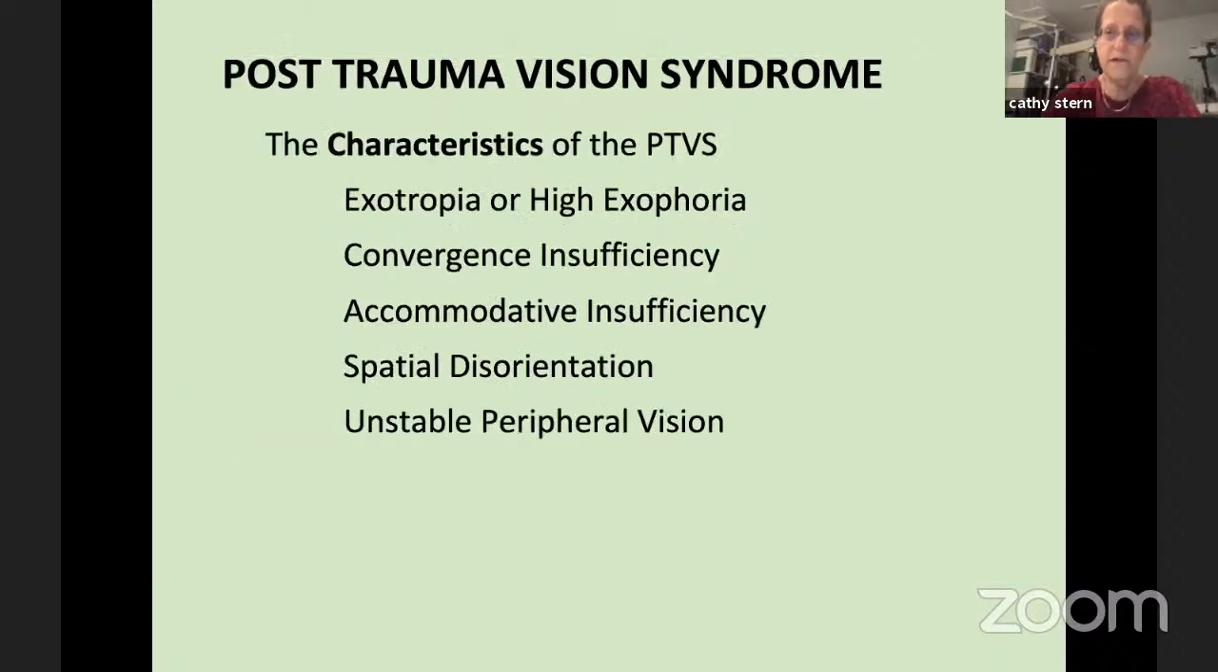So Dr. Padula, a number of years ago, termed what he called the post-trauma vision syndrome. And the characteristics of that are exotropia or high exophoria, convergence insufficiency, accommodative insufficiency, spatial disorientation, and unstable peripheral vision, or unstable use of that ambient visual system.